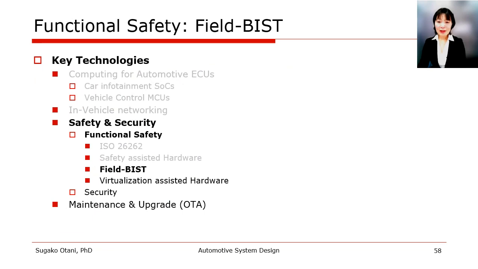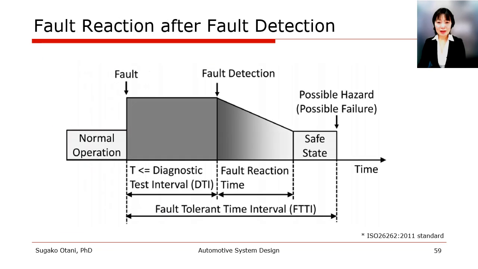Next, I will explain field-based. The hardware architecture metrics described so far do not include timing constraints. The complete evaluation of the safety mechanisms shall involve timing performance. In fact, the system must be able to detect faults and transition to a safe state within a specific time, fault tolerant time interval, FTTI. Otherwise, the fault can become a system-level hazard.